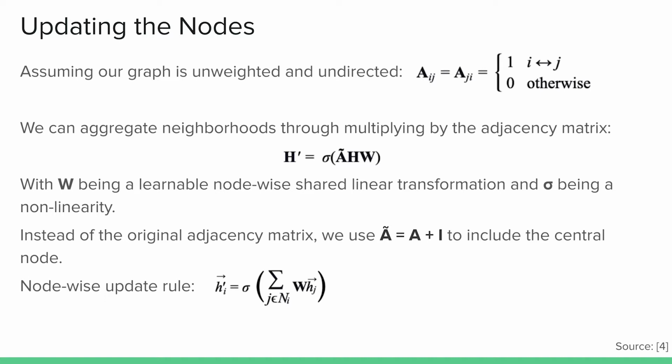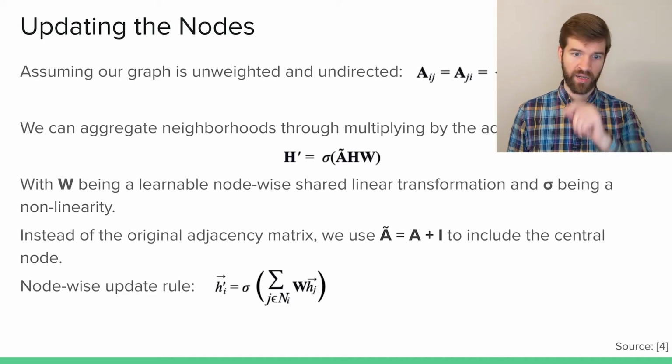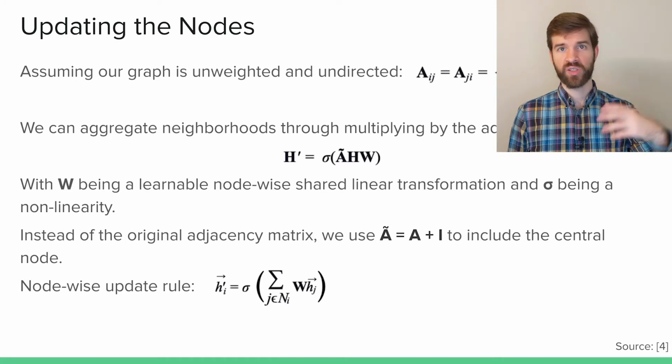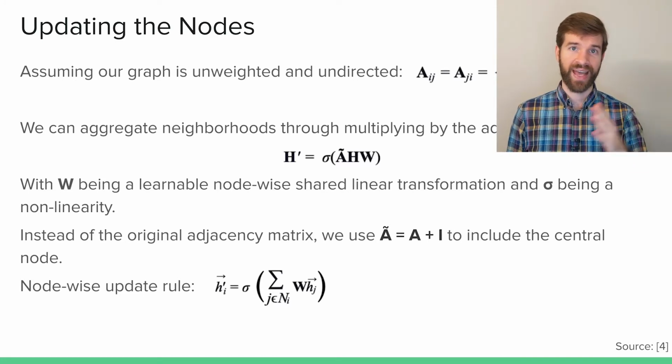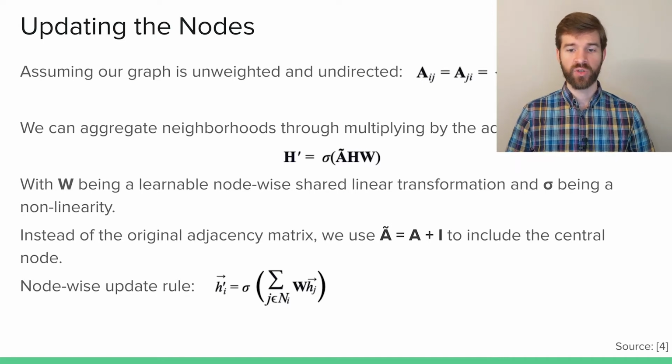So this is the thing that we're actually learning here, this W, and a nonlinearity function sigma here, just to make this a bit more powerful. One thing that you should notice here, I'm not using A as it is, but instead A tilde. So instead of using the original adjacency matrix, we add the identity to our adjacency matrix to include the central node into this. If we wouldn't do this, we would only ever consider our neighbors, but not the information that is stored on our node itself.